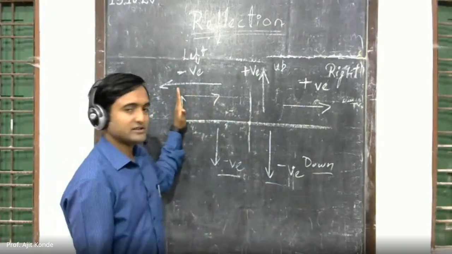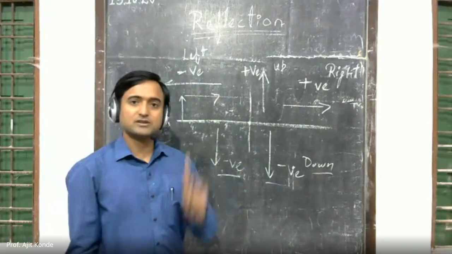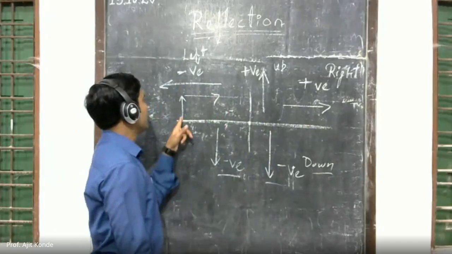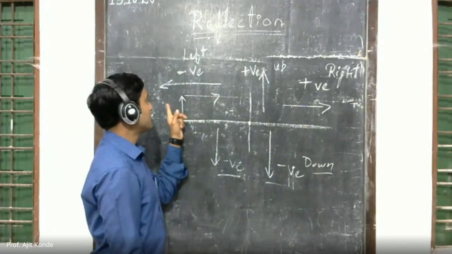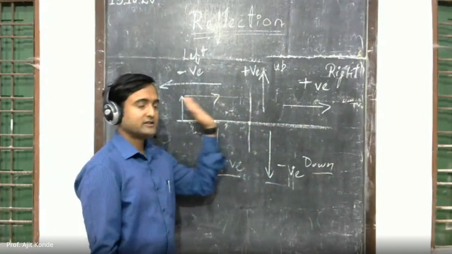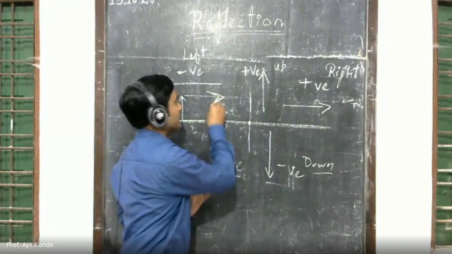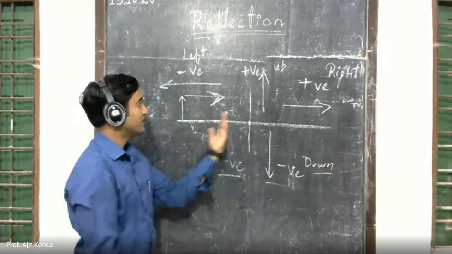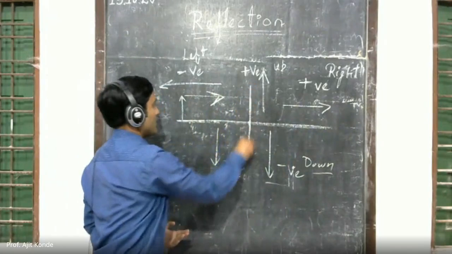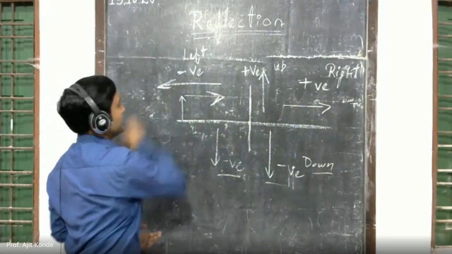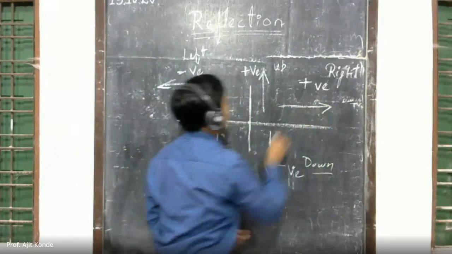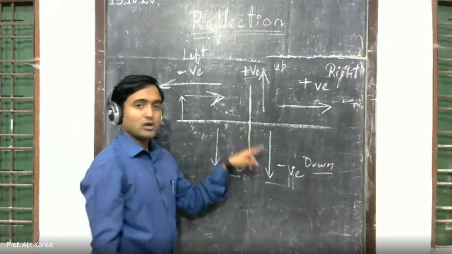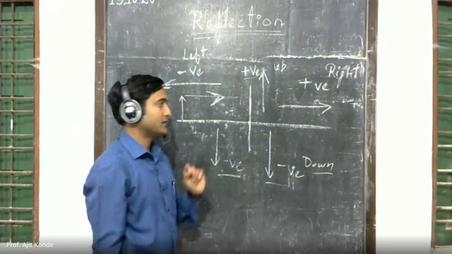Now you understood this thing. Object is always placed on left hand side. X-axis is treated as principal axis. The center point is called the pole. Here the direction of light is from left to right hand side. The distance taken in the direction of light will always be taken as positive, and the distance taken against this is taken as negative. Distance taken on left hand side will be negative, distance taken on right hand side will be positive, distance taken above the principal axis will be treated as positive, distance taken below the principal axis will be negative.